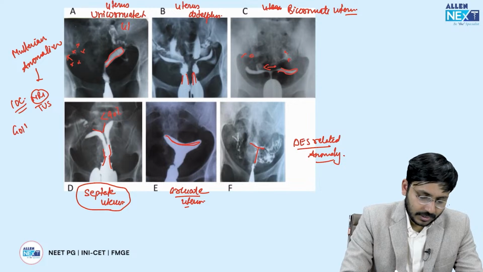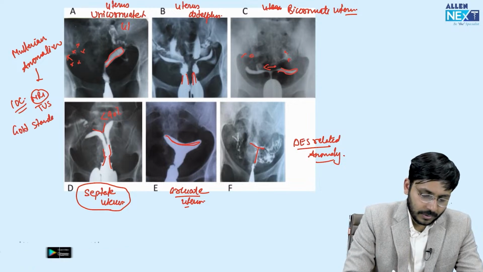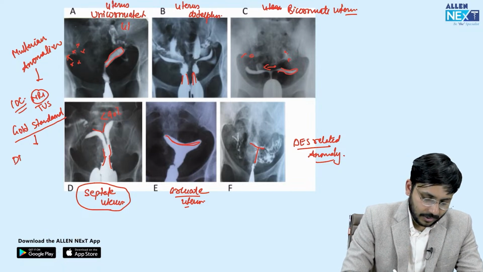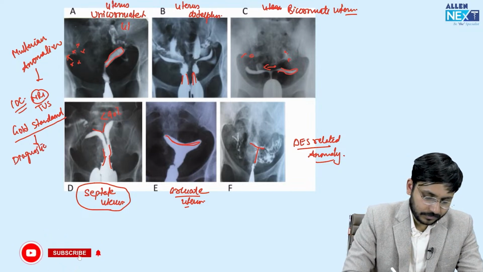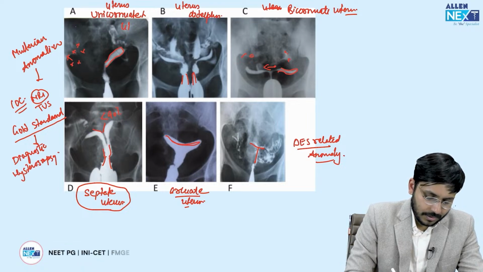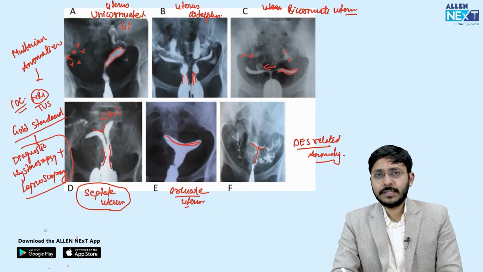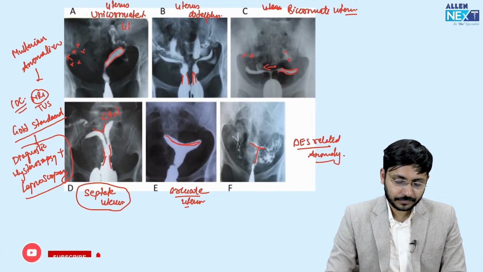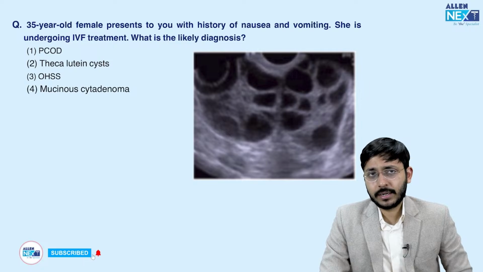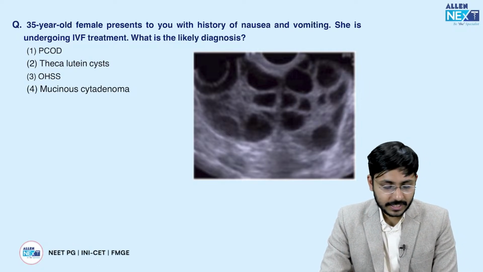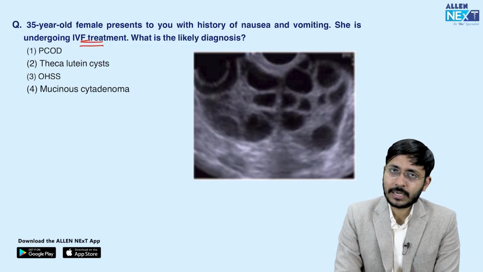But if you're asked gold standard for Mullerian anomalies, then the answer to that is diagnostic hysteroscopy plus laparoscopy. DH plus DL. Okay. Now, another important women's imaging spotter, a 35-year-old female presents to you with history of nausea and vomiting. She is undergoing an IVF treatment. What is the likely diagnosis?